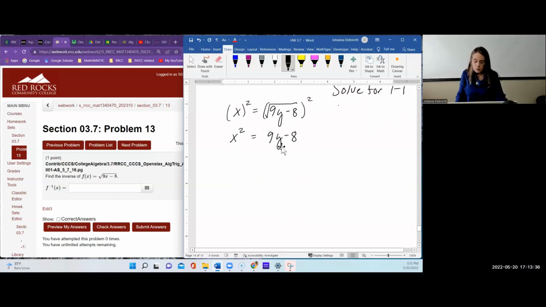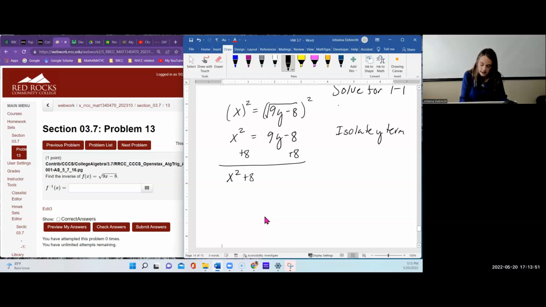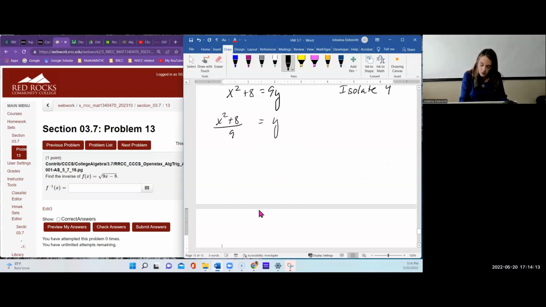Because we know it's one-to-one, we'll go ahead and solve for y. Solving for y means isolate the y term. That means adding 8 to both sides of the equation to lead to x squared plus 8 equal to 9y. The next thing to do is to isolate y by dividing every term on both sides by the 9. You can do it either way. Or you could have y equals x squared divided by 9 plus 8 divided by 9.